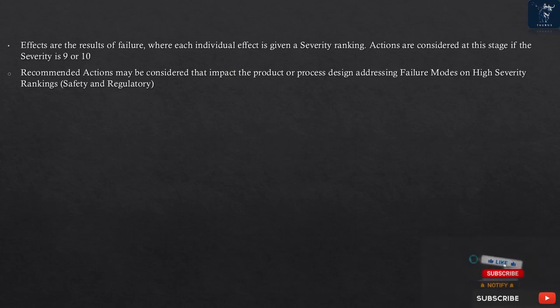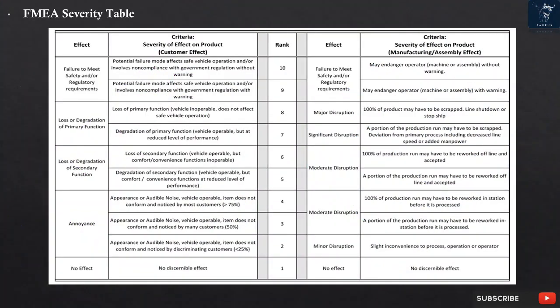Actions are considered at this stage if the severity is 9 or 10. Recommended actions may be considered that impact the product or process design, addressing failure modes on high severity rankings, safety and regulatory. FMEA severity table.